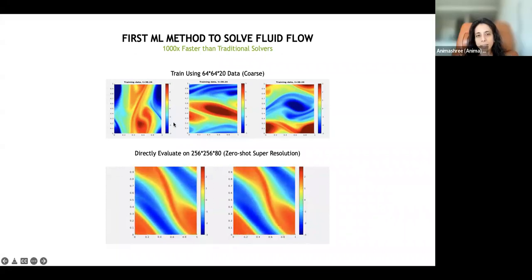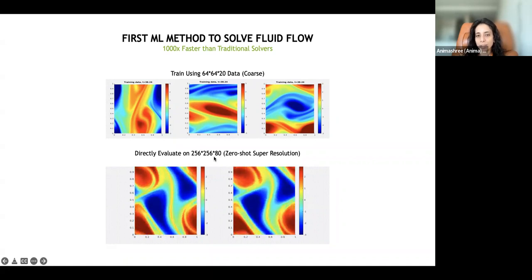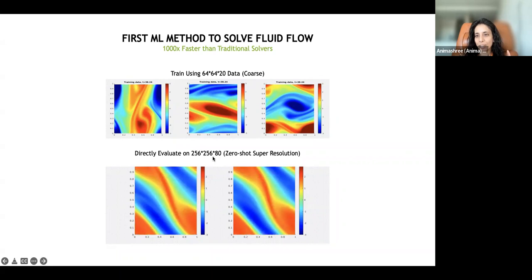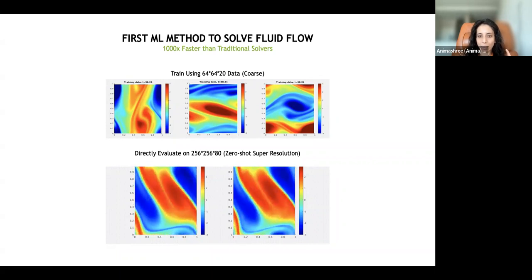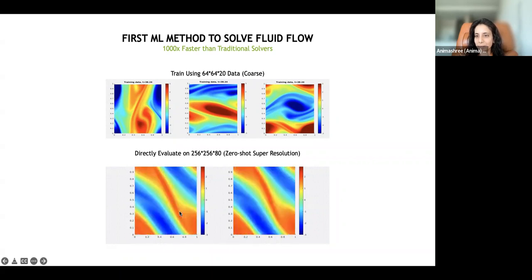These are like training data, right? Whereas we're testing it on a different resolution, right? So we would then be giving initial and boundary conditions at this now higher resolution, and it still can output the solution in that case.